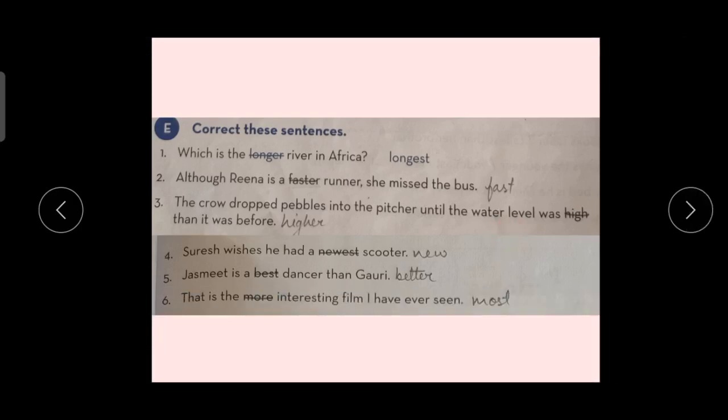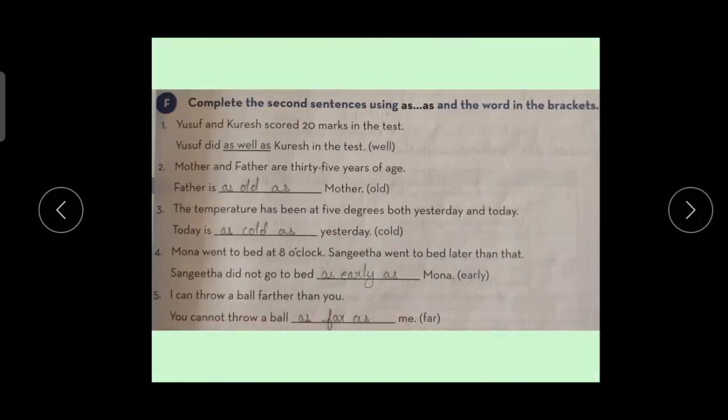Now we will talk about exercise F, which is the last exercise of this lesson. Complete the second sentences using as, and the word in the brackets. Dear students, as you can see, the word as has got a space in between. In this space, you will write the adjective which has been given in the brackets here.